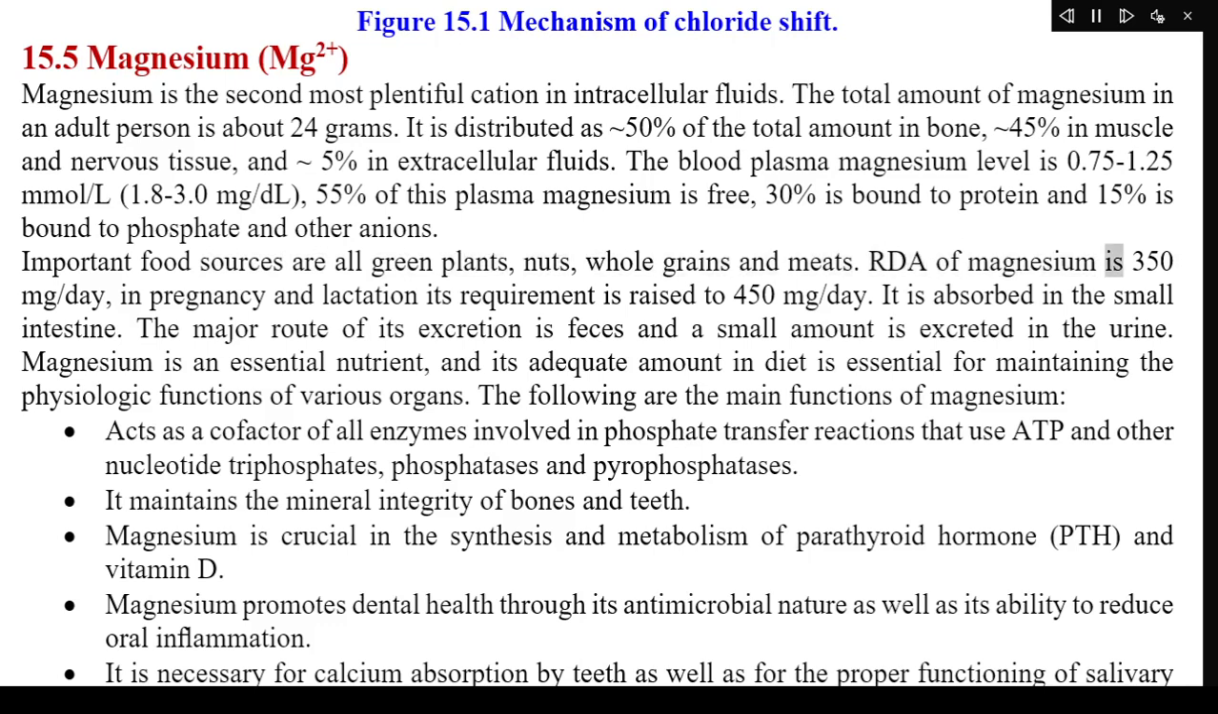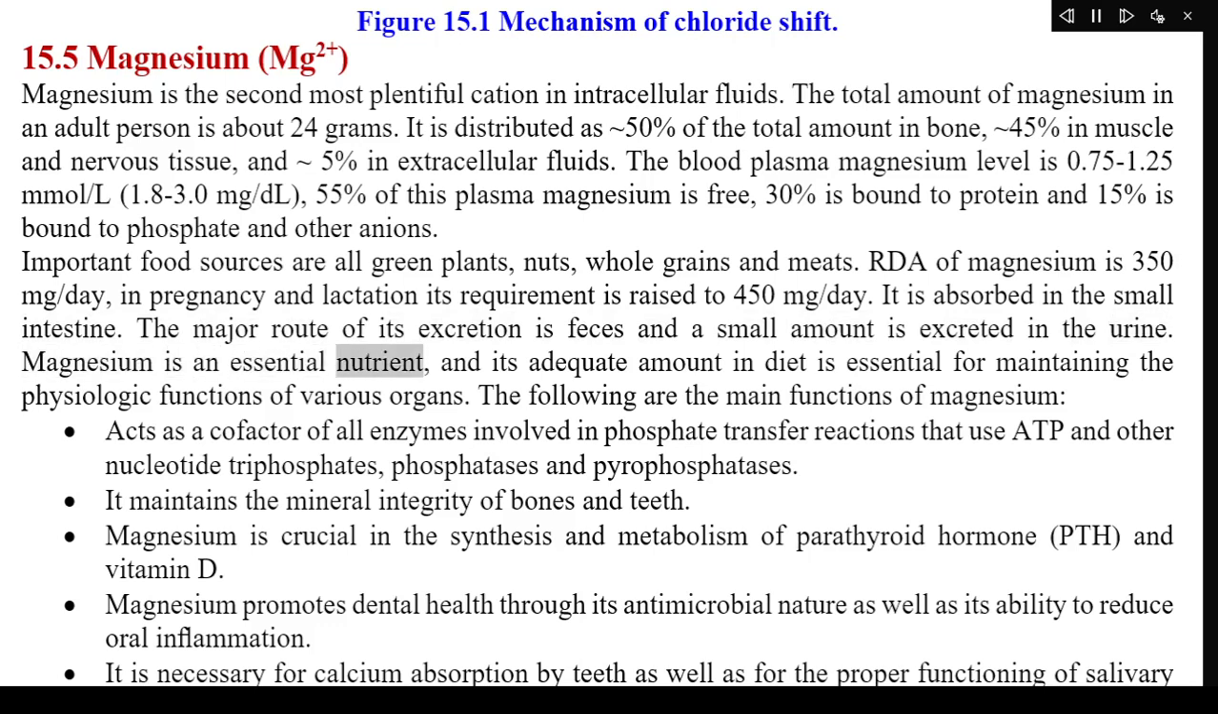RDA of magnesium is 350 mg per day. In pregnancy and lactation its requirement is raised to 450 mg per day. It is absorbed in the small intestine. The major route of its excretion is feces and a small amount is excreted in the urine.